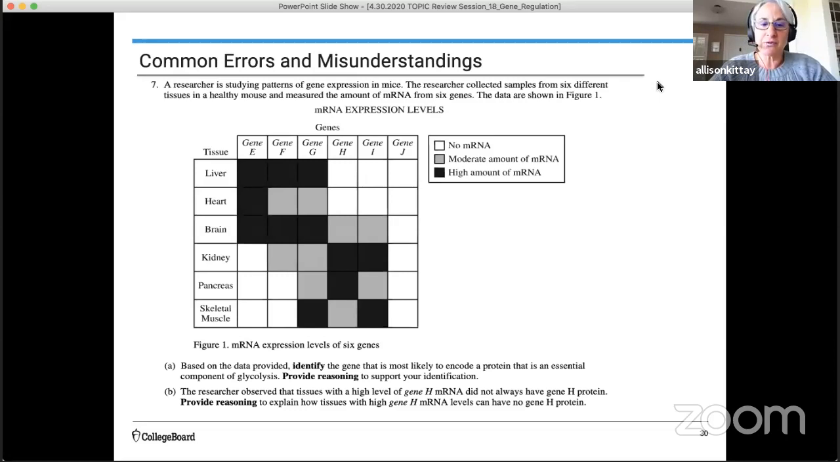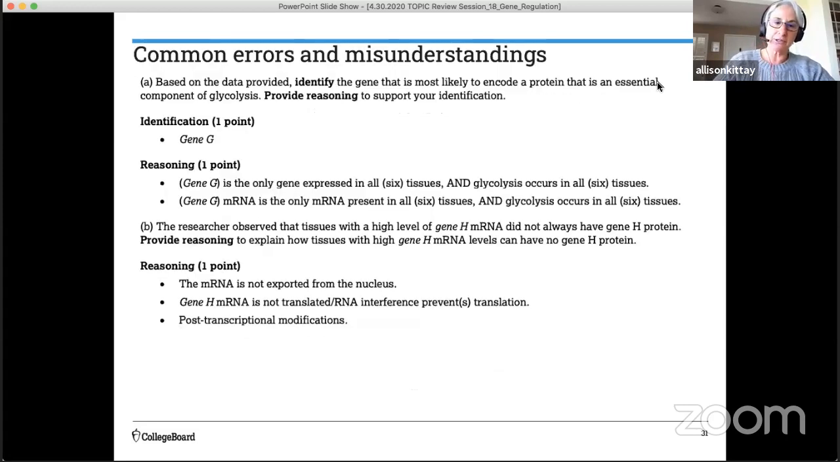So there are 2 different things. First of all, you need to identify the correct gene that is most likely going to encode a protein essential for glycolysis, and then figure out why, if you have the mRNA, you don't have the protein for gene H. Okay, so let's look at the scoring guidelines. This was a 3-point question.